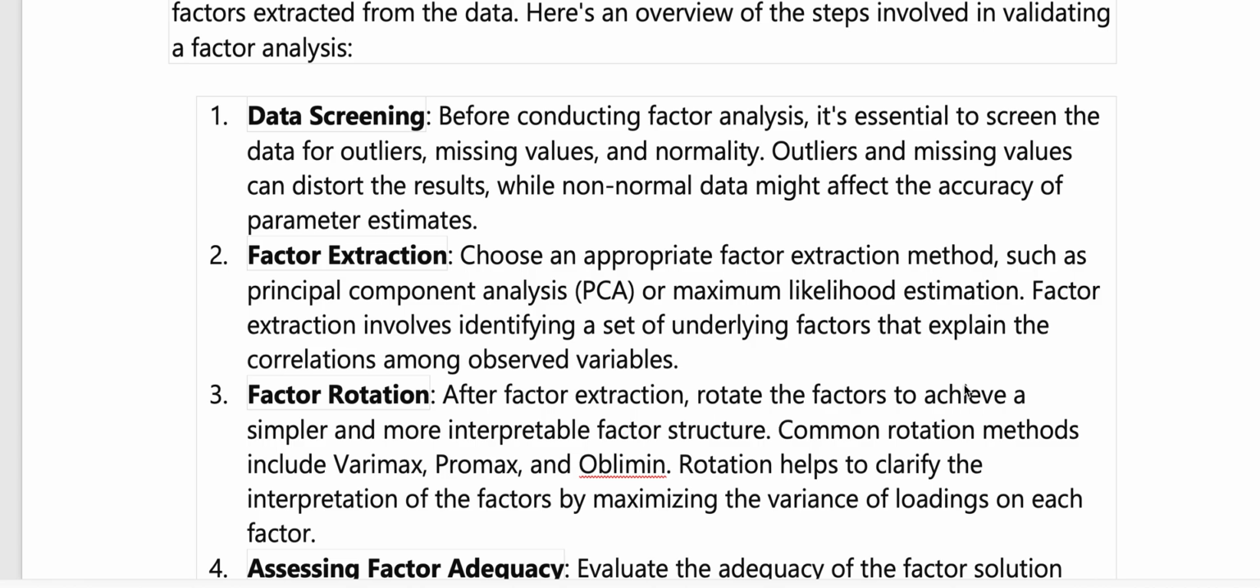The third step is factor rotation. After factor extraction, rotate the factors to achieve a simpler and more interpretable factor structure. Common rotation methods include Varimax, Promax and Oblimin. Rotation helps to clarify the interpretation of the factors by maximizing the variance of loadings on each factor.